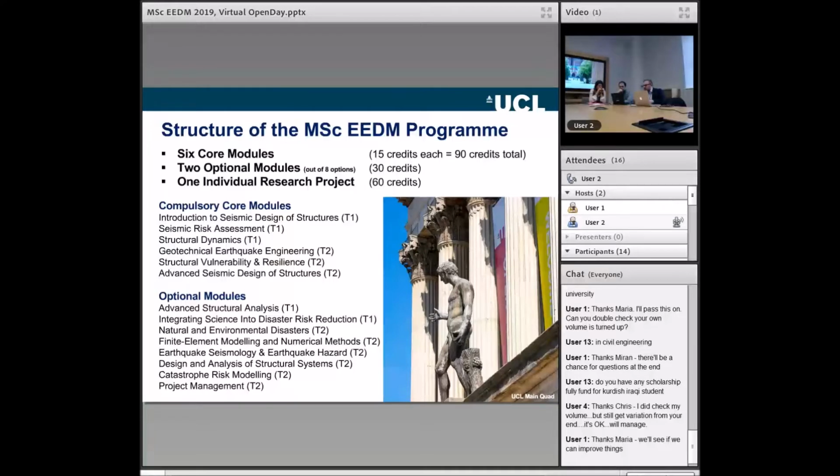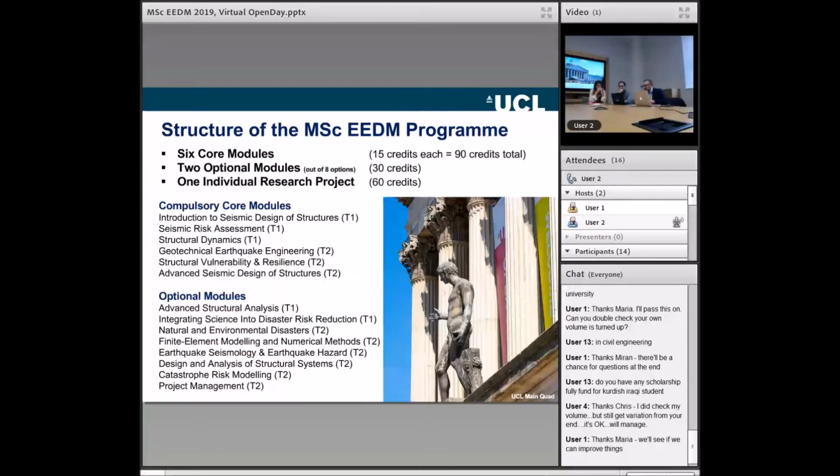We'll be looking at structural vulnerability and resilience. Designing a new structure may be easy if you have very good building codes and very good knowledge. But what about existing structures that have been there for many centuries and maybe they are very vulnerable to natural disasters, in particular to seismic loads? So how can we assess them, how can we make them better? How can we do, for instance, retrofitting.